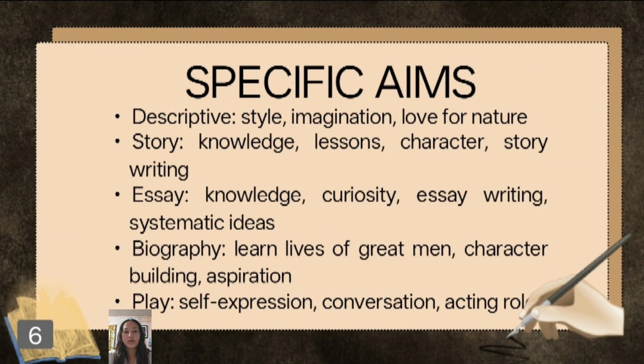The specific aims vary depending on the type of prose being taught. Let's go through each type. Descriptive passages focus on style and imagination. Here, students learn to visualize scenes, describe objects, and develop a love for nature. For example, a descriptive paragraph about a sunset teaches students to use vivid words and appreciate beauty in writing.